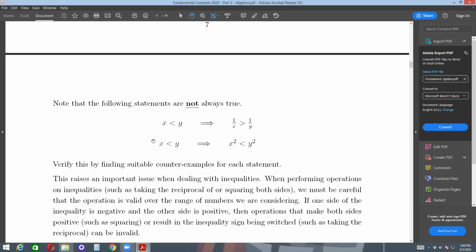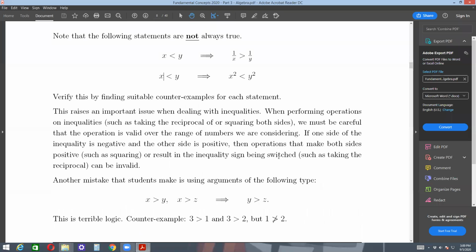And this one here, if x is less than y and they're positive, then yes, x squared is less than y squared. But again, if x was negative, for example, x is negative 3 and y is 2, then 9 is not less than 4. So you have to be careful there. And in fact, if they're both negative, for example, negative 3 is less than negative 2, then the sign would change completely. But if one is negative and one is positive, then that completely messes things up. You have to be careful with that.